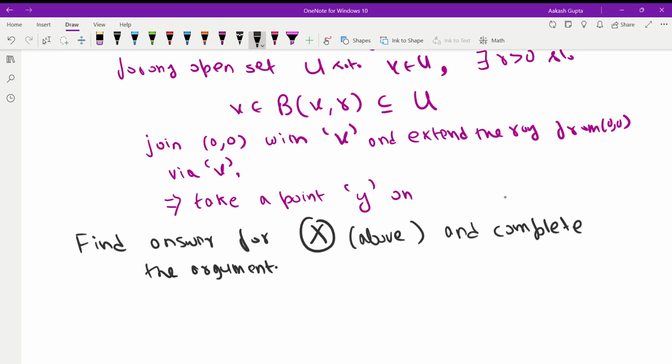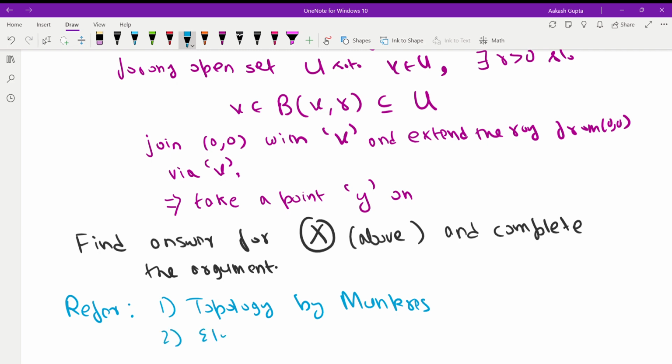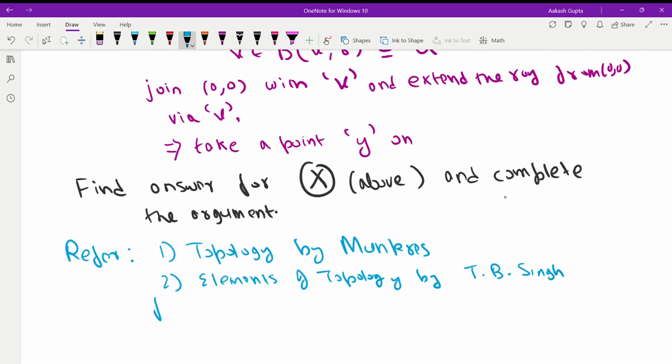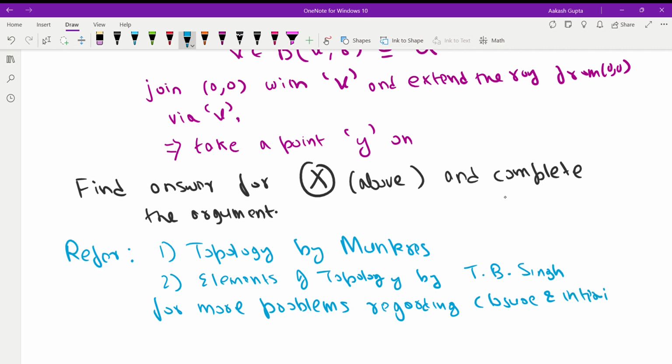Let me finally conclude this session, and I want you guys to refer to these two books: Topology by Munkres and Elements of Topology by T.B. Singh, for more problems regarding closure and interior.